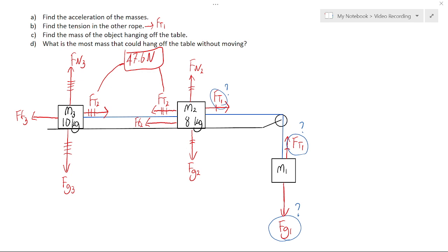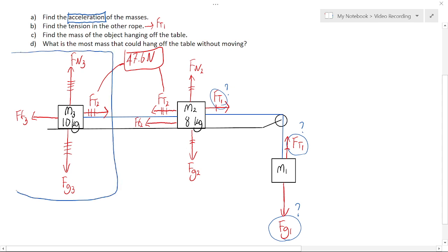If I want to select a system that will allow me to find the acceleration of the masses, I need to pick somewhere that I only have one unknown. And the only unknown can be the acceleration. So the only place where the only unknown is acceleration is here.